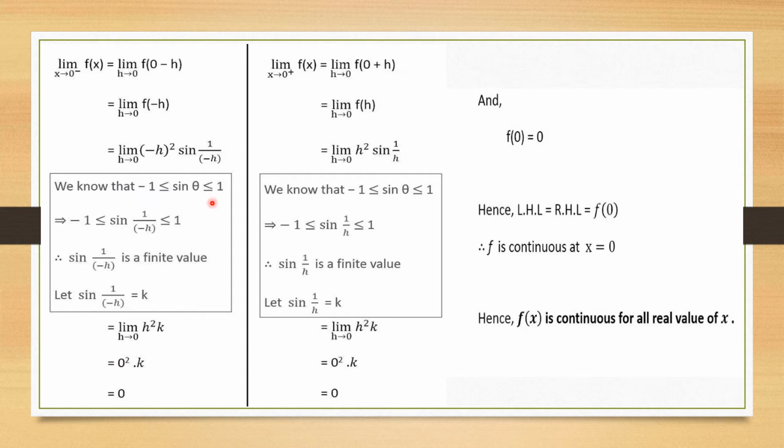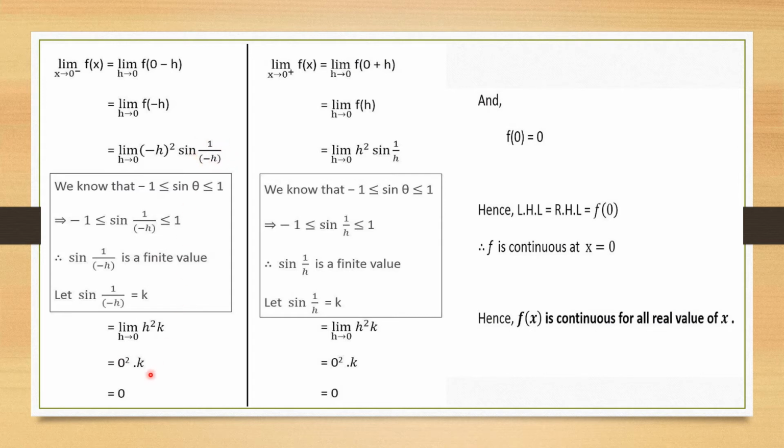Okay, it's always an oscillating function between -1 and 1. So whether it is sine theta, or sine of 1 upon minus h or something, I'm not putting the limit in it. Whatever angle this sine has, the value comes out between -1 and 1. That is, the sine of 1 upon minus h has some finite value oscillating between -1 and 1. Let me give it a value k. Okay, let it be k.